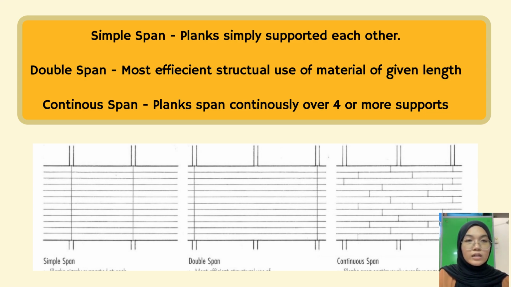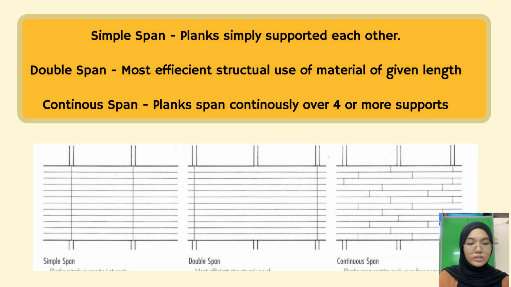The second one is double span, the most efficient structural use of material for given lengths. And the last one is continuous span, where a plank spans continuously over four or more supports.